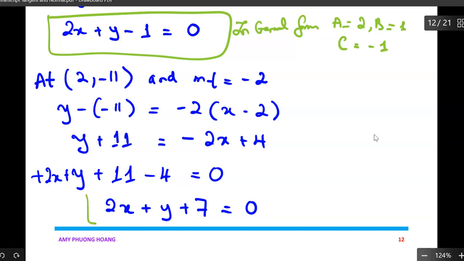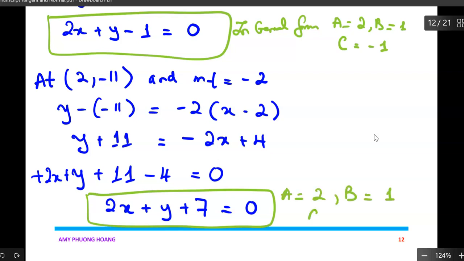So this is the other equation for this tangent line in general form, where a is equal to 2, b is equal to 1, and c is equal to 7.